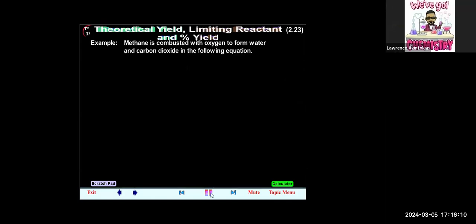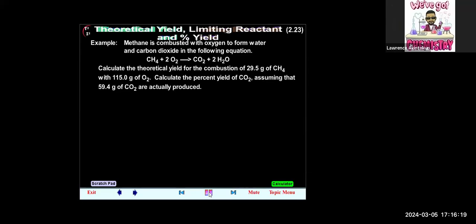Example 3. Methane is combusted with oxygen to form water and carbon dioxide in the following equation. Calculate the theoretical yield for the combustion of 29.5 grams of CH4 with 115.0 grams of O2. Calculate the percent yield of CO2, assuming that 59.4 grams of CO2 are actually produced. All right, I'm going to pause here. Make sure you complete this before you come to class next day. Tomorrow, we're going to work this in groups and show your answers.